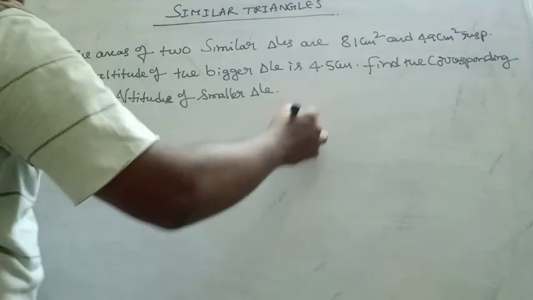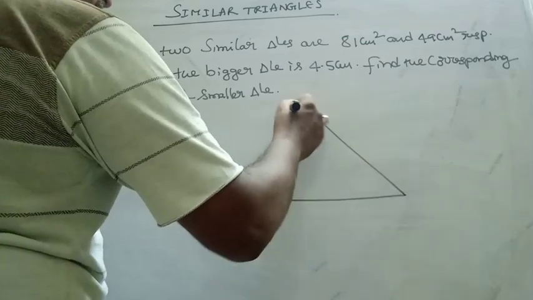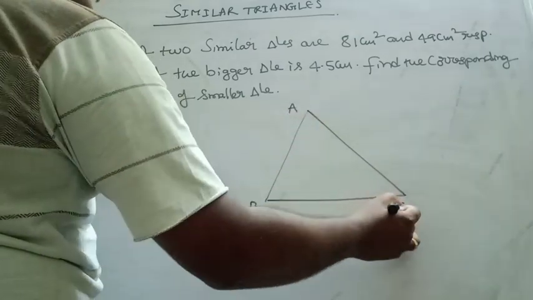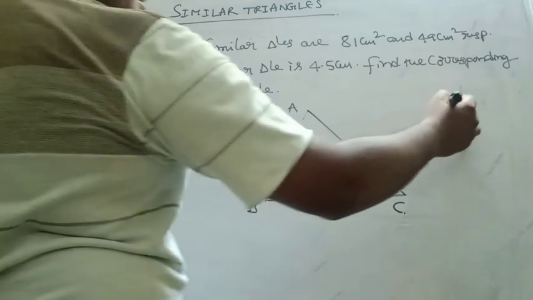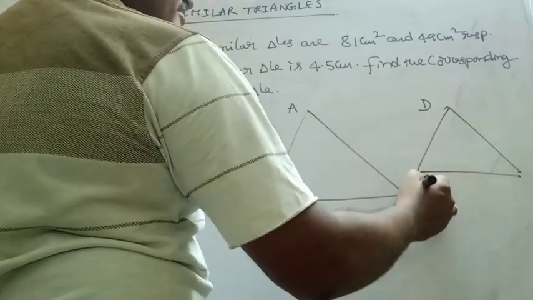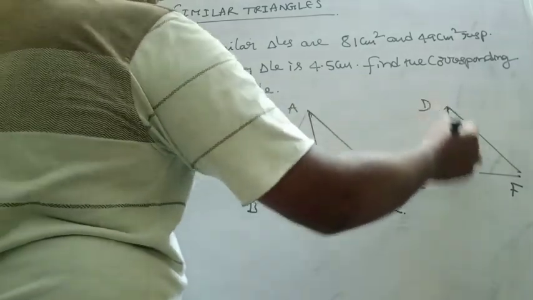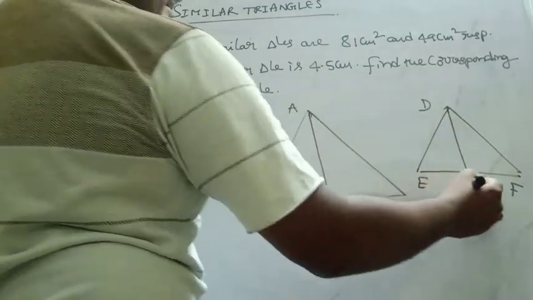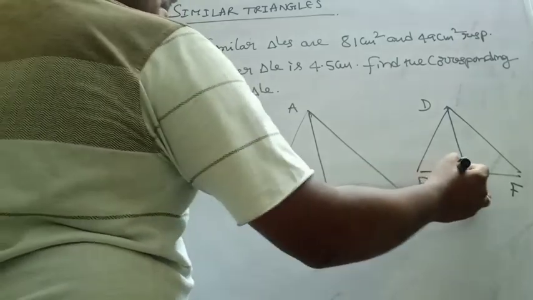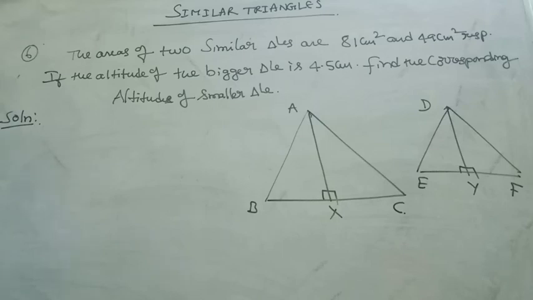Right, my dear students, we did already these results. You see, we are having here ABC. This is one triangle, right? And we have another triangle like this, DEF. DEF is another triangle, right? If you take X, Y like this, fine, they are the altitudes. They are the altitudes. We know already in the beginning we discussed one result, my dear students.